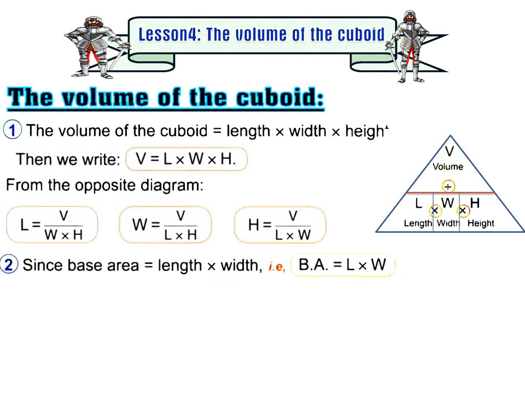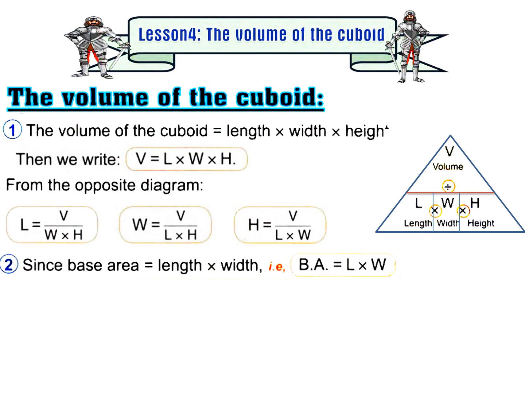Base area equals length times width, because the base of any cuboid is in the shape of a rectangle, and the area of a rectangle equals length times width. So the base area, BA, equals length times width.